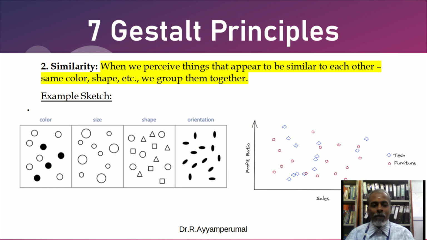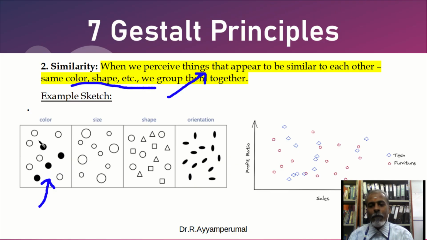The next principle is similarity. When we perceive things that appear to be similar to each other in terms of color, shape, size, etc., you can come to some conclusion, right? For an example, in this, you see different color. You group based on colors, black and white. You find a pattern among black and a pattern among white.